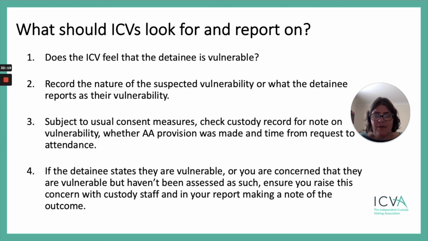If the detainee states that they're vulnerable, or you're concerned that they're vulnerable, but they haven't been assessed as such, so you're doing your visit, you have some real concerns and think, actually, I think this detainee has some vulnerabilities, make sure you raise that concern with custody staff at the time of your visit and ask them to re-engage with the detainee. You might suggest that an AA is an appropriate thing to do, but make sure that you make a note of that in your report and record the outcome. So if there isn't an initial record of vulnerability, but you're concerned, make your point to the custody staff and your feedback, and then ensure that it's recorded as well as any outcome on your report forms.